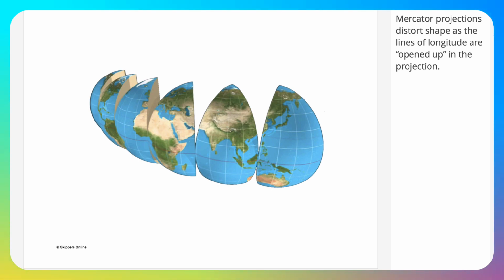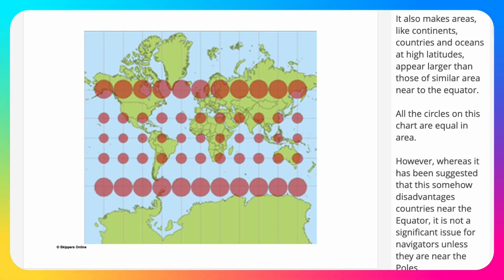Mercator projections distort shape as the lines of longitude are opened up in the projection. It also makes areas like continents, countries, and oceans at high latitudes appear larger than those of similar area near to the equator. All the circles on this chart are equal in area. However, whereas it has been suggested that this somehow disadvantages countries near the equator, it is not a significant issue for navigators unless they are near the poles.